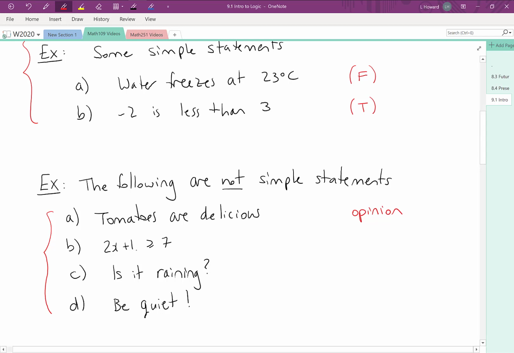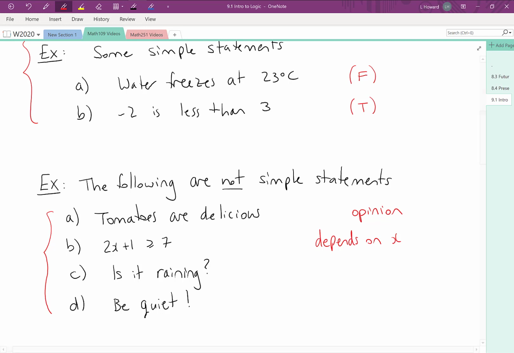Something like 2x plus 1 is at least 7. That depends on x. So for some x values that would be true, for some x values that would be false. Therefore, we can't assign a truth value to that. So that's not a simple statement.